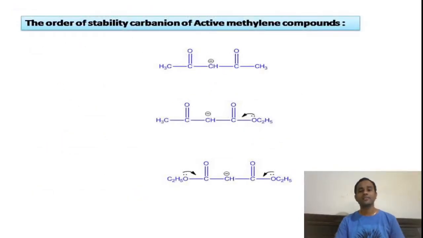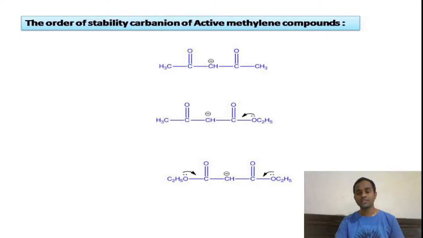Before going into the topic, let us compare the stability of various carbon anions of the active methylene compounds. If you analyze the stabilities of these three carbon anions of active methylene compounds, in the first one the active methylene compound is attached to two withdrawing groups, that is, keto groups. In the second one, we have one keto group and one ester group. In the third one, we have two ester groups. We know that the more the charge dispersion, the more stable the compound.